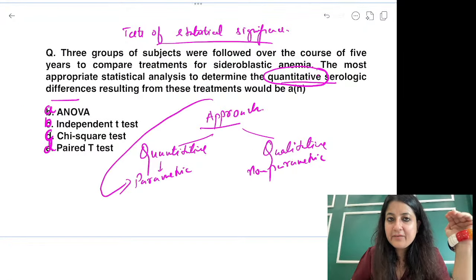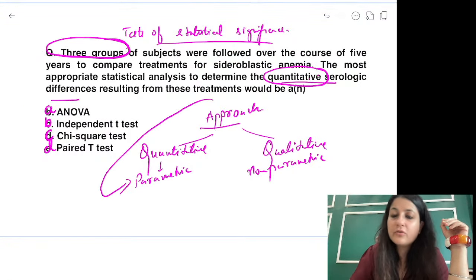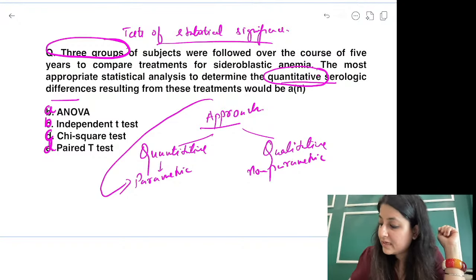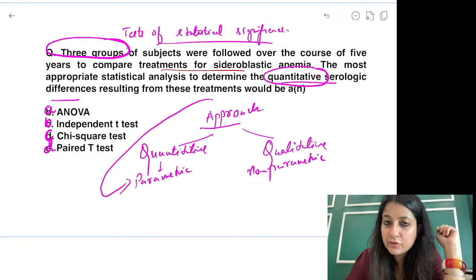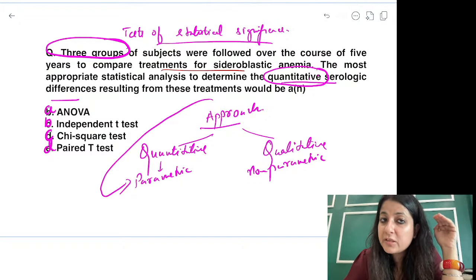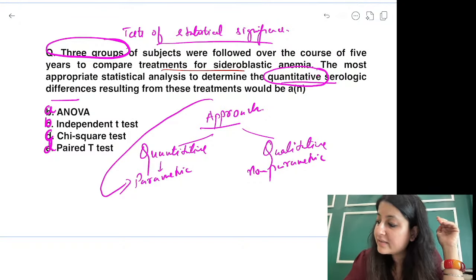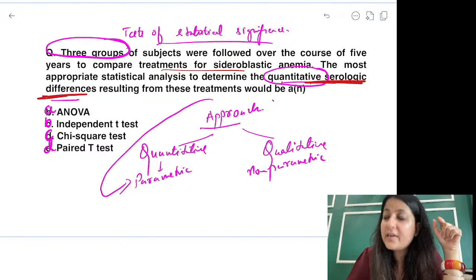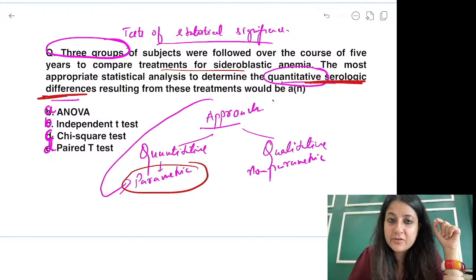The first question that I gave you, I said 3 groups. So how many groups are there? 3 groups. Now what have I asked you to measure? They were followed over a course of 5 years to compare treatment of sideroblastic anemia, and the most appropriate statistical analysis to determine quantitative serological differences. Quantitative means I will use parametric. So fancy name chi-square is out.